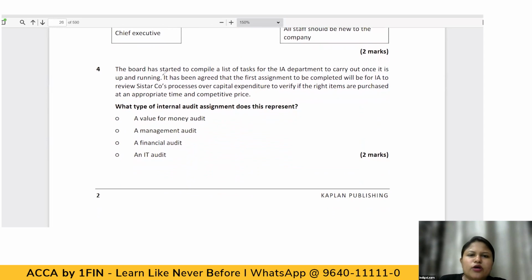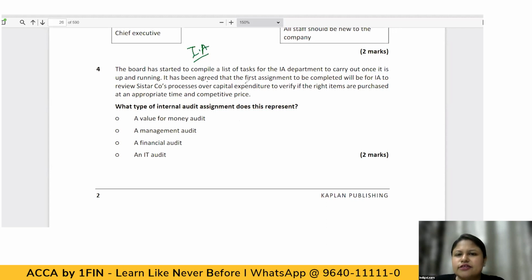4th question. The board has started to compile a list of tasks for the IA department to carry out once it is up and running. So IA department, assume it is formed. Okay. So we have already studied as a part of internal audit topic. The internal auditors can take the assignments like the financial audit, operational audit, value for money audit, correct? Now they've given you a situation, you have to identify what kind of assignment is that.